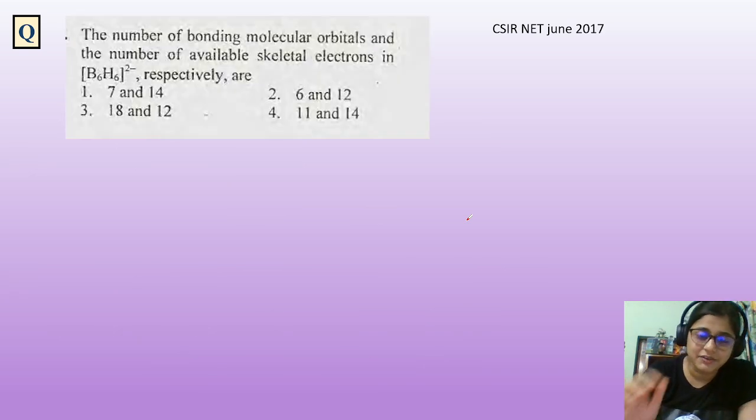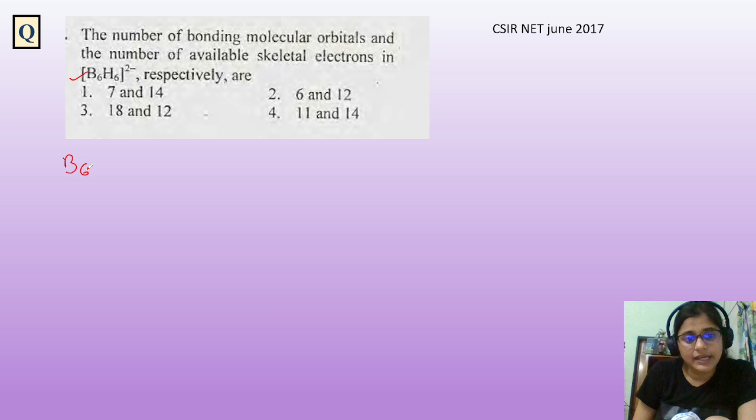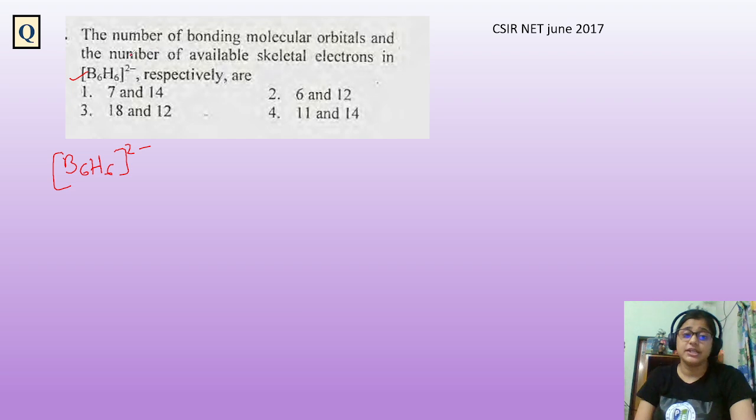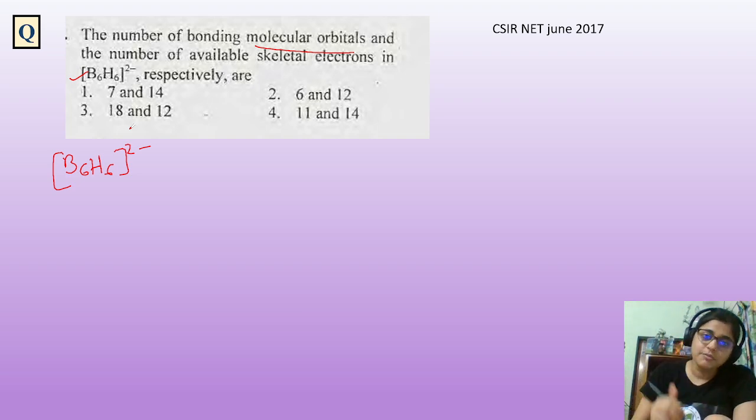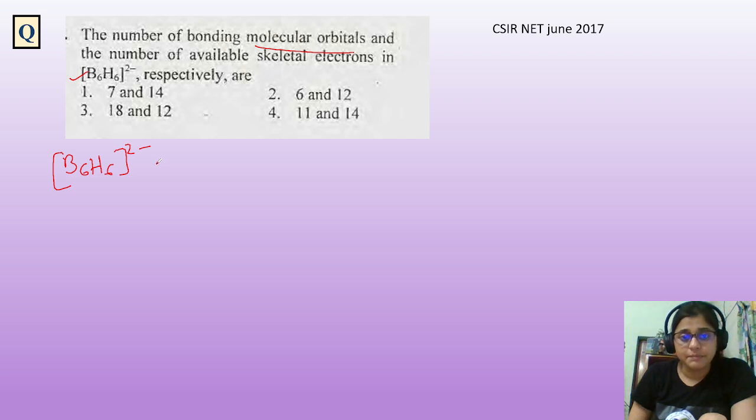Fine. Now the second example is the same kind of example. B6H6 2 minus. Oh, what is the question actually? The number of bonding molecular orbitals and the number of available skeletal electrons. They want to know that, not the structure. So knowing both the processes is very important. So we know how to calculate TEC and this.